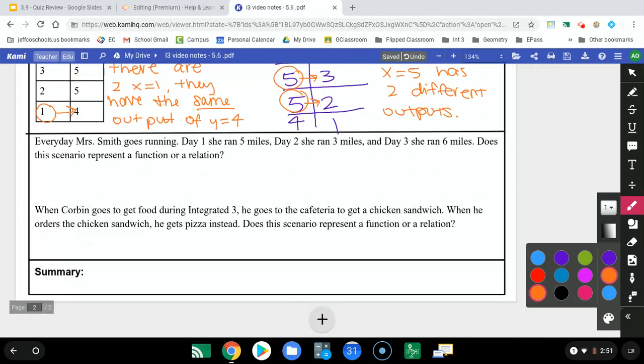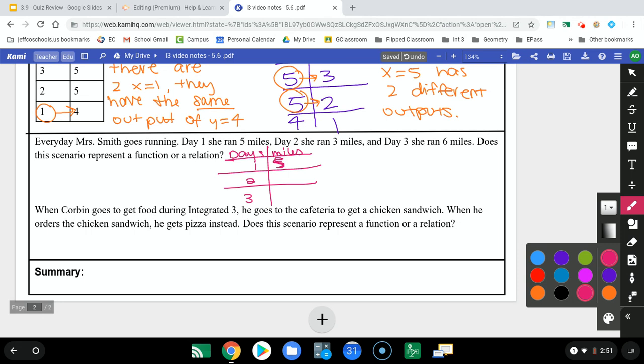They're word problems. Every day, Miss Smith goes running. Day 1, she ran 5 miles. Day 2, she ran 3 miles. Day 3, she ran 6 miles. Does the scenario represent a function or relation? Okay, well, let's see here. Let's create a table. So days, miles, 1 day, 2 days, 3 days. First day she ran 5 miles.